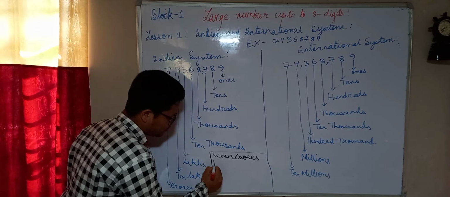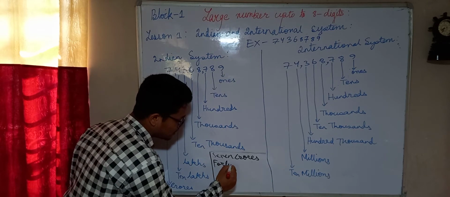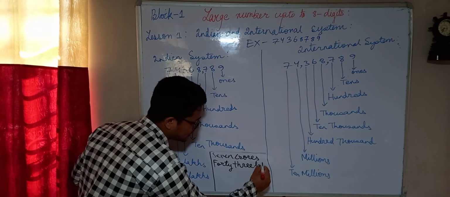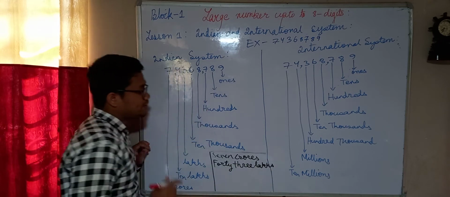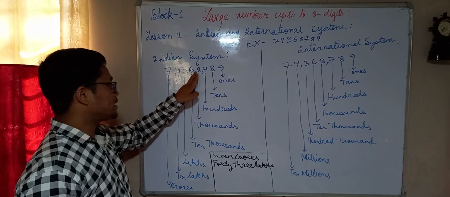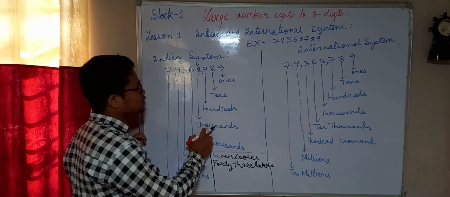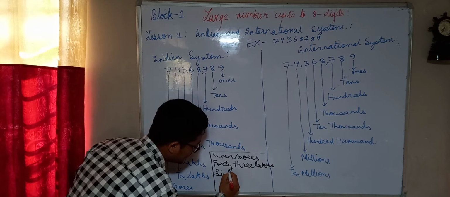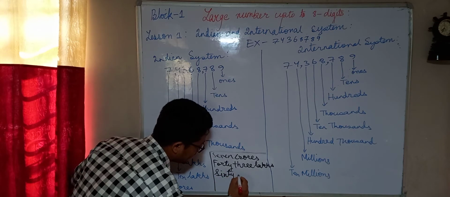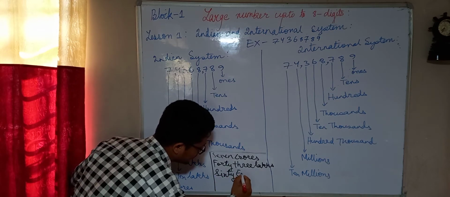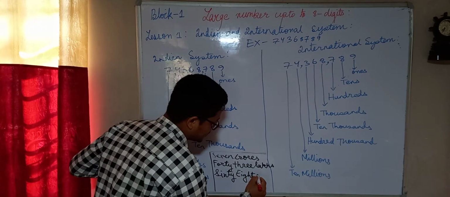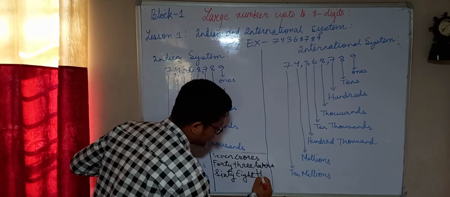Okay, so this will be 43 lakhs. And this is again in a bracket, and this comes under 1000, so you have to say 68,000. Okay, 68,000.